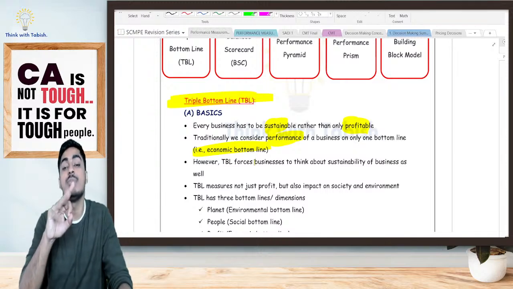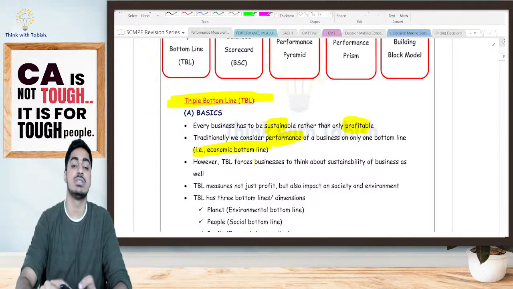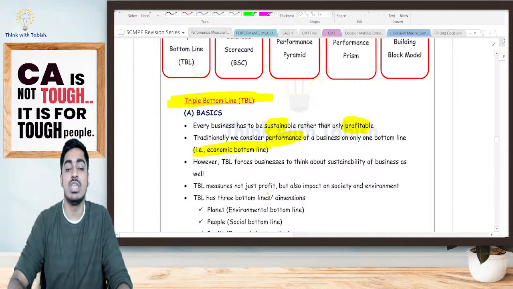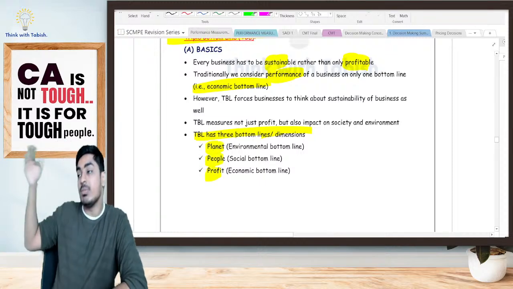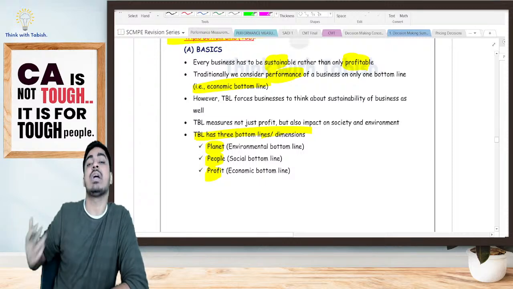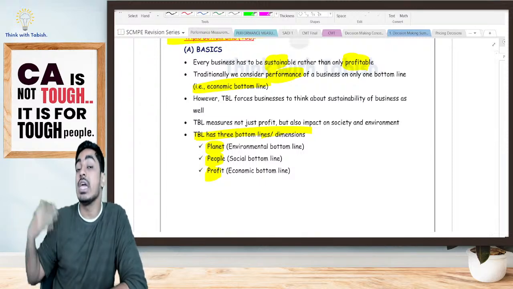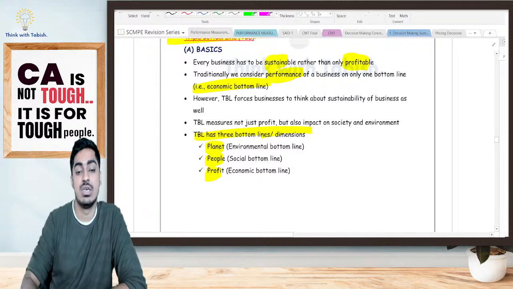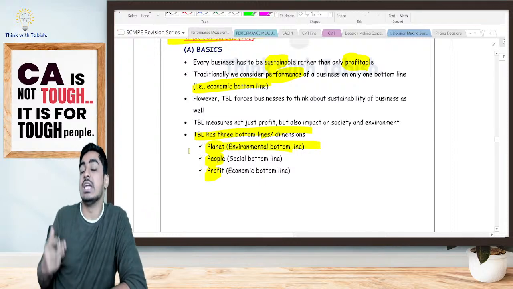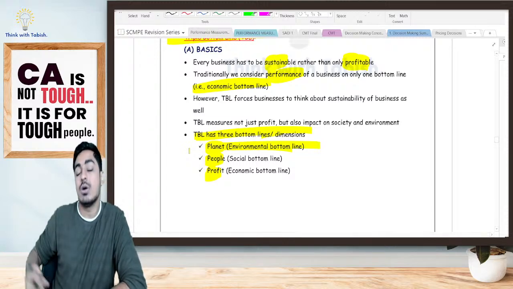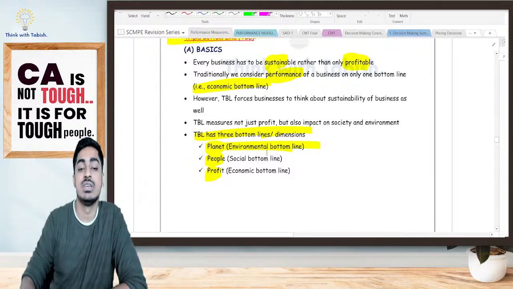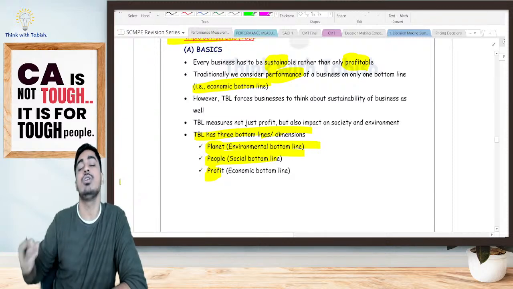However, triple bottom line, the word itself is telling, I will be comparing the performance on 3 bottom lines, on 3 different measures. What are the 3 bottom lines, students? Planet, people, profit. Planet is also called the environmental bottom line. What is the impact of the decision on the environment, on the resources? People, that is the social bottom line. What is the impact of the decision on the people, on the society at large? And profit, that is my economic bottom line.